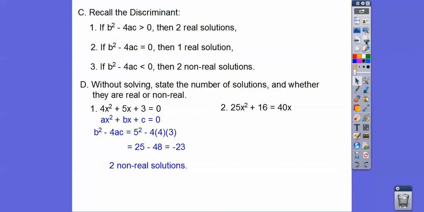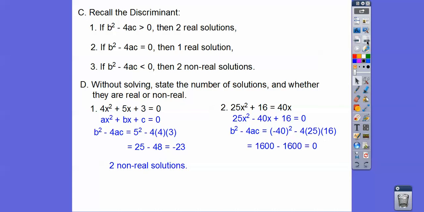Okay, let's try this one. Okay, this one we have to make it equal to 0. So we got to subtract 40x on both sides, and then b squared minus 4ac is negative 40 squared minus 4 times a times c. Okay, that's 1600. This is 100. 100 times 16 is 1600, so we get 1600 minus 1600. Okay, if it equals 0, then that tells us there's one real solution.